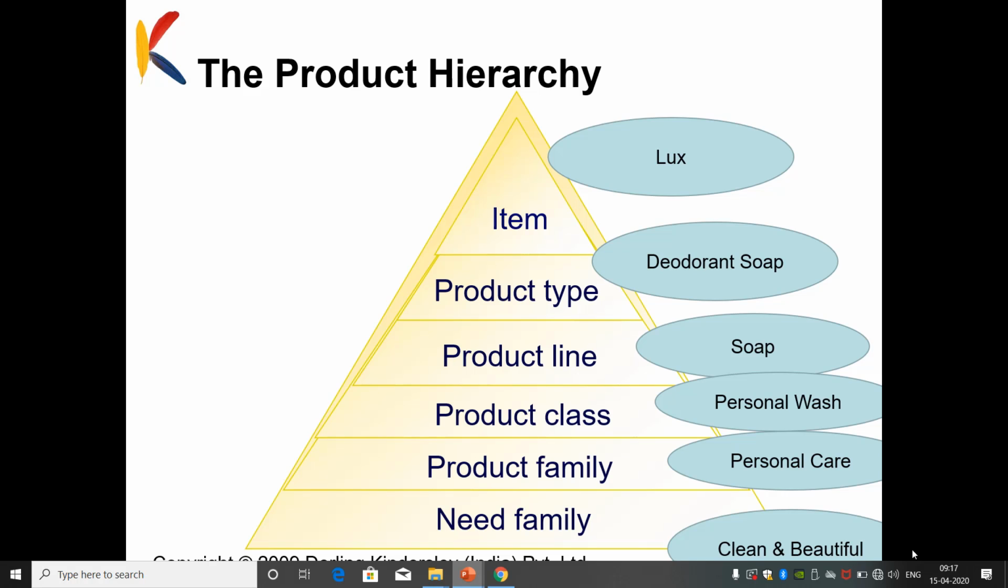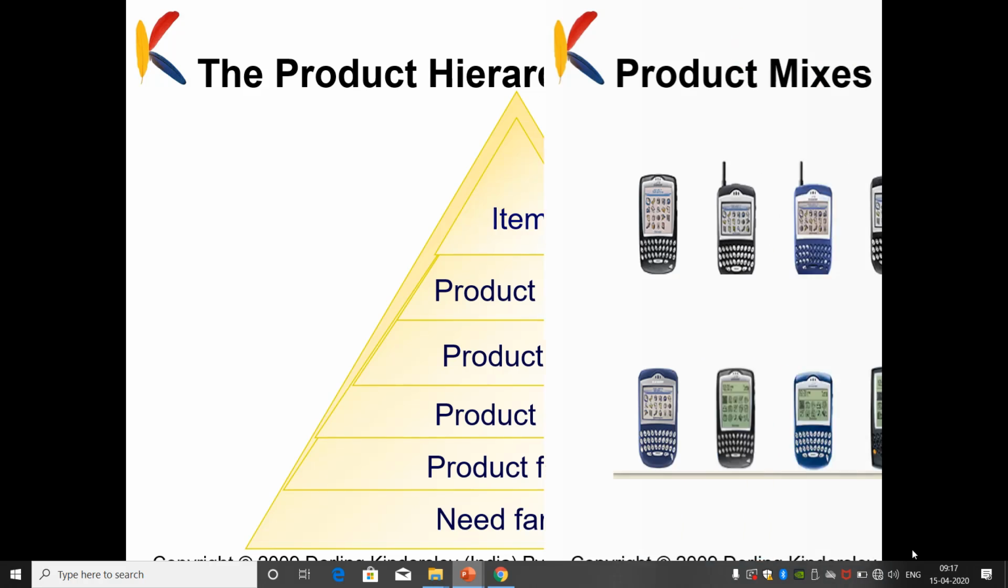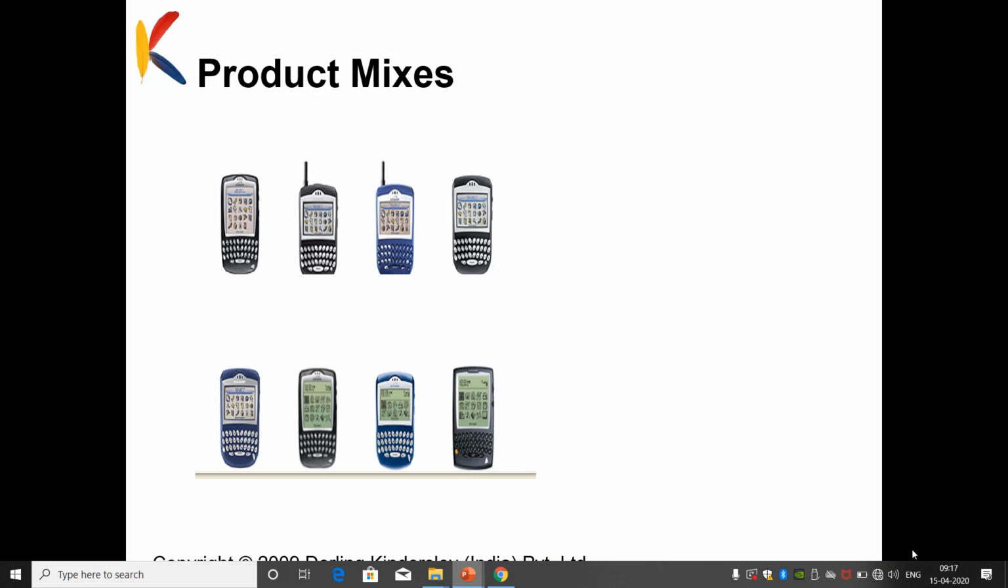And all these particular classes, like maybe personal wash or oral care or hair care, they are all there to satisfy a need, which is to look clean and beautiful. So this is the entire product hierarchy. There is some need. To serve that need, there is some product family, then comes a product class, then comes a product line, then comes a product type, and from that there is a product item. So after understanding the product hierarchy, now let us understand product mix.